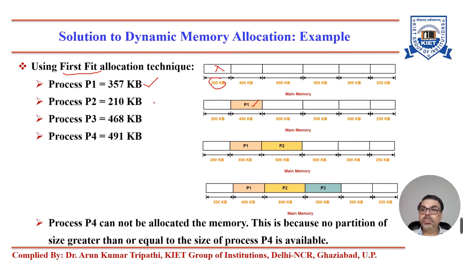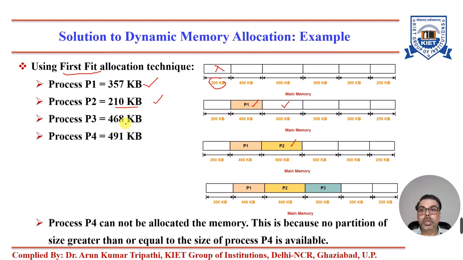Then the next process, P2, comes. P2 requires 210. Can P2 be allocated to this one? No, because it is 200 and the process is 210. The next one is already occupied. Now it will search for the first sufficiently large space. So 600 is the sufficiently large space, so process P2 will be allocated to this one.